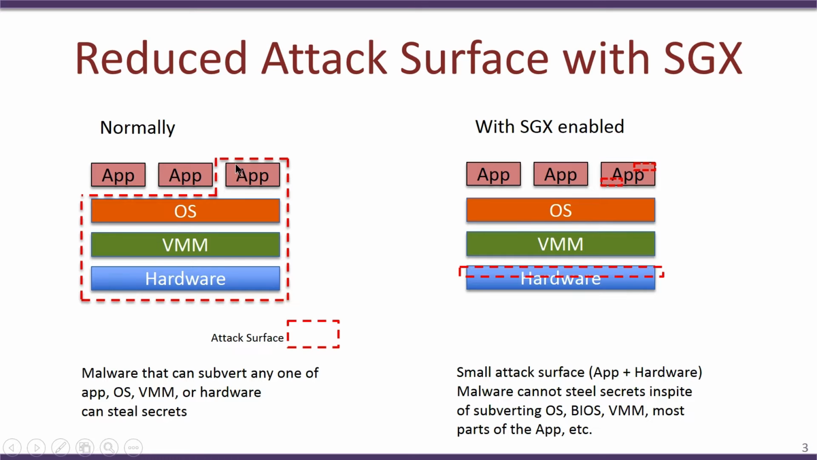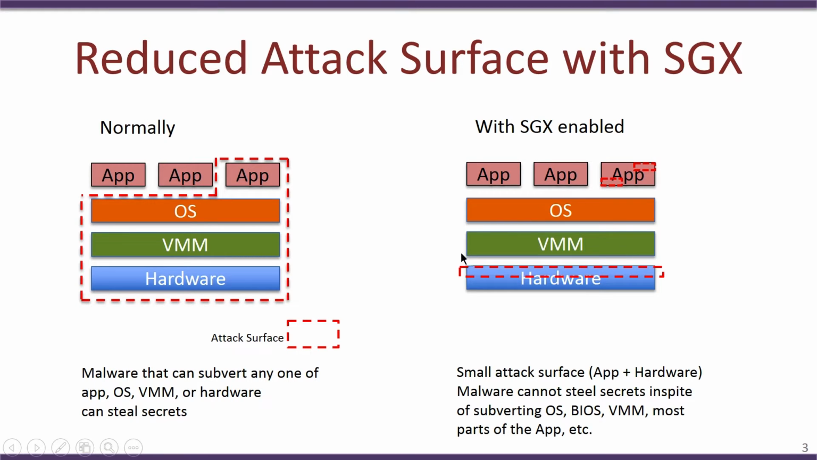So, what we see over here is that in order to keep something secret in a normal system, we would require a huge number of assumptions: that all the underlying hardware and the system software, comprising the virtual machine managers and the operating system, are all trusted. Now, what SGX actually helps us do is reduce the potential attack surface.